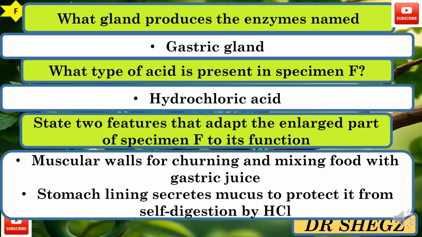What gland produces the enzymes named? What gland produces renin and pepsin? Gastric gland. What type of acid is present in specimen F? Hydrochloric acid. Two features that adapt the enlarged part of specimen F to its function, that's the stomach: the muscular walls for churning and mixing food with gastric juice. Stomach lining secretes mucus to protect it from self-digestion by hydrochloric acid.